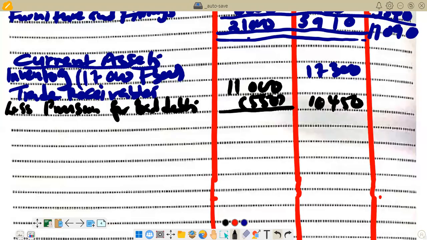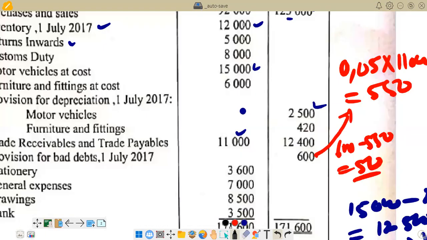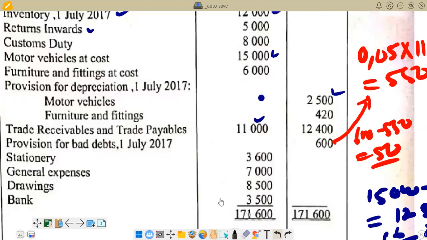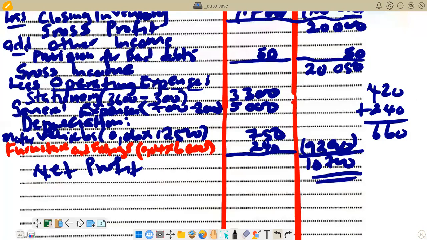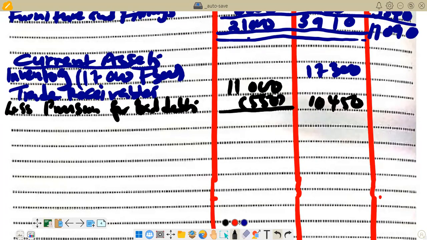And then we also check for another current asset that we have in the question. Obviously, we go back to the list of balances. We also have bank. If you check there, here's our last item, bank, 3,500. So we can go back and input bank. This is our last current asset that we have. So we have bank here, and the figure for bank is 3,500. So we can put it here, 3,500.